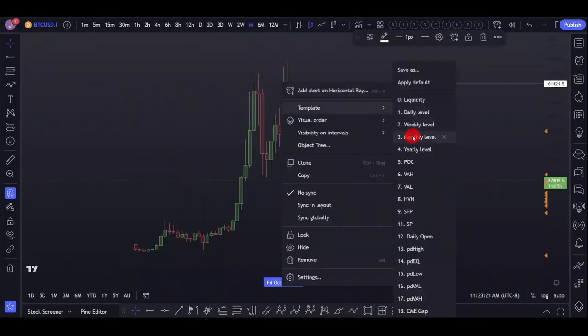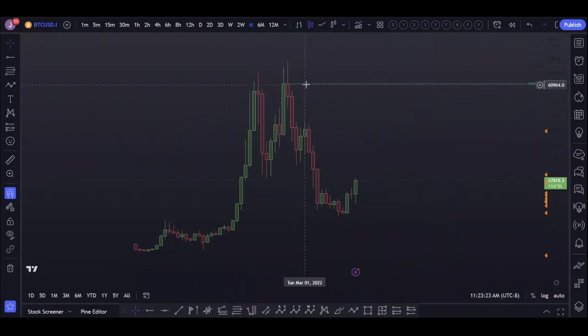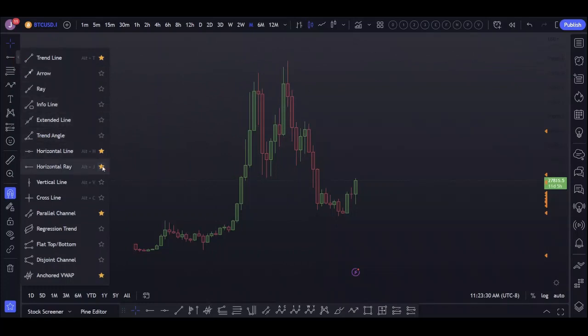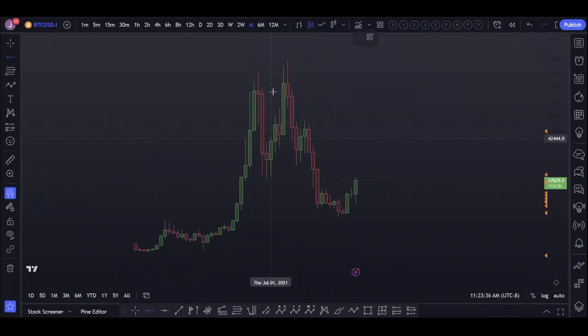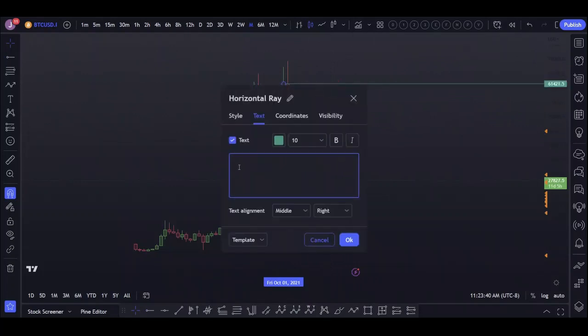Now I've already created templates for these horizontal levels, and all you would need to do is come over here. Let's start over. You come over here, you get your horizontal ray, put a star on it so it comes into your toolbar. Once you have that horizontal ray, grab it down here, place it there, and if you double click on that level, you can type in monthly level because we're on the monthly time frame.